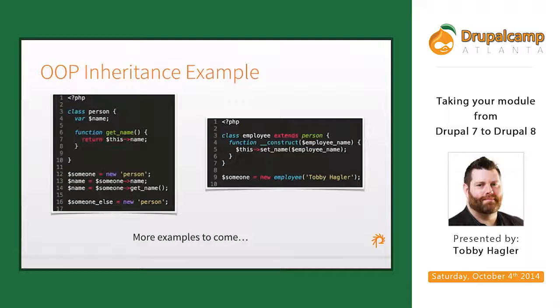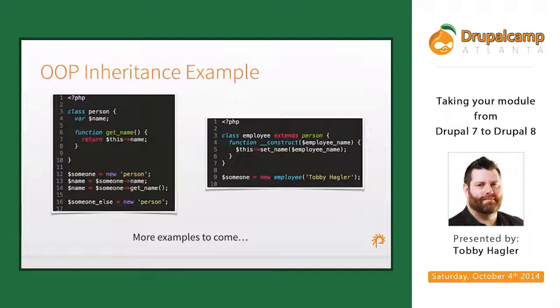So here is an example of inheritance in action. What you've got in the first panel, we're defining a person class, and this person has a name property. There's also a method called getName, which just returns that property. We instantiate that person by saying someone equals new person. I don't think I really need quotes, but it was late.